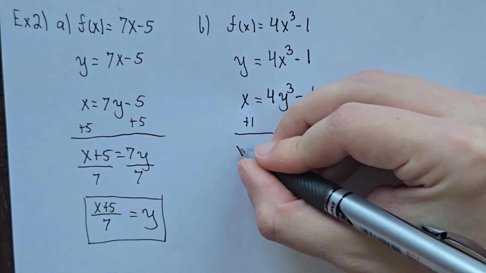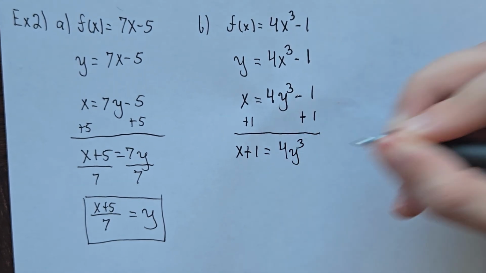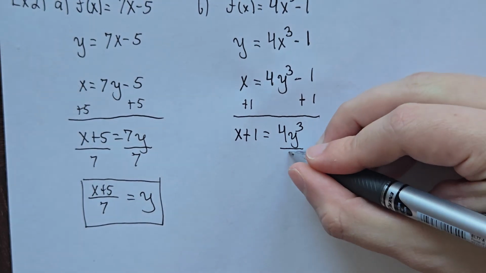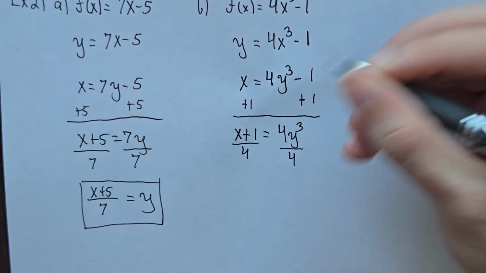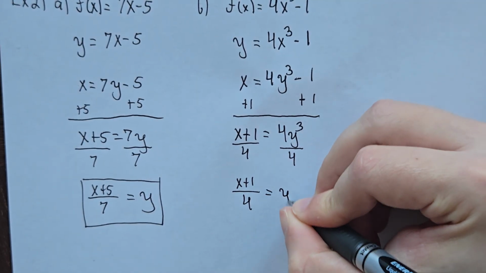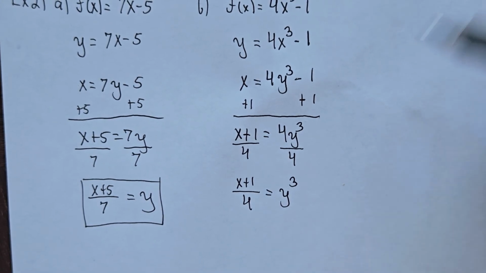Whenever we do that, we'll have x plus 1 is equal to 4y cubed. A good step at this point would be to divide both sides by 4. So I'll do that next. Divide by 4, divide by 4. I'll be left with x plus 1 over 4 is equal to y cubed. And then now I have to get rid of this cube somehow. Just like we were able to get rid of the square with the square root, we have to be a little bit careful because we have that plus or minus issue with the square root. But in this case, we can get rid of it with the cube root.